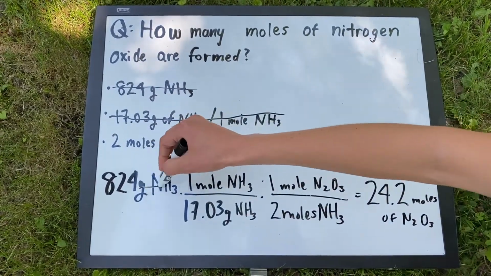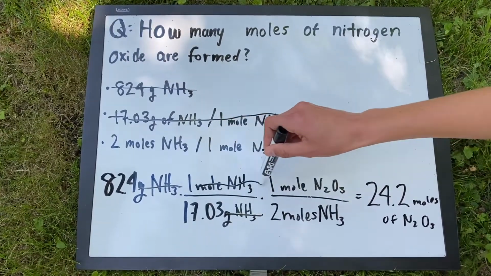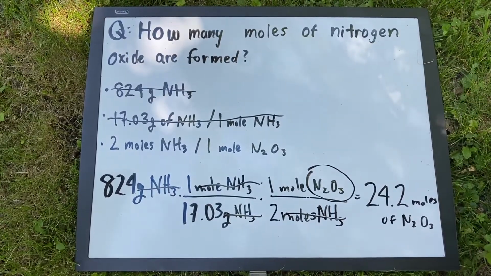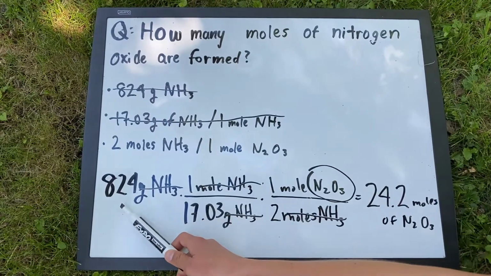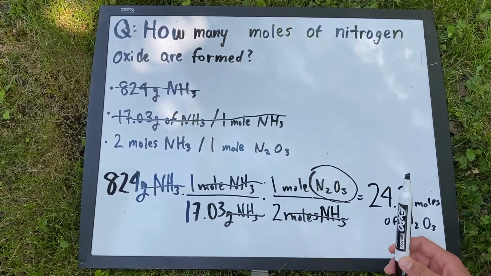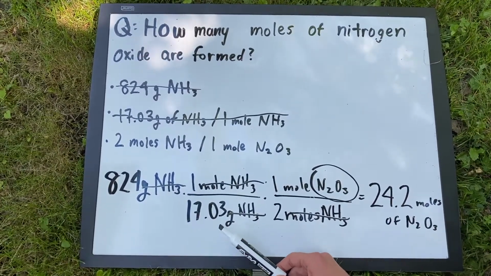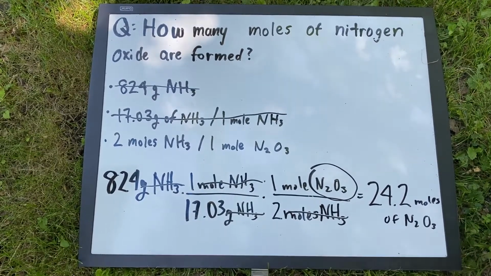We can cross off all the units. Grams of ammonia cancel, moles of ammonia cancel. We are left with nitric oxide, which is what we want. So then we multiply across the top. So we multiply 824 grams times 1 times 1, and then we divide all of that by 17.03 times 2. And that will give you 24.2 moles of nitric oxide.